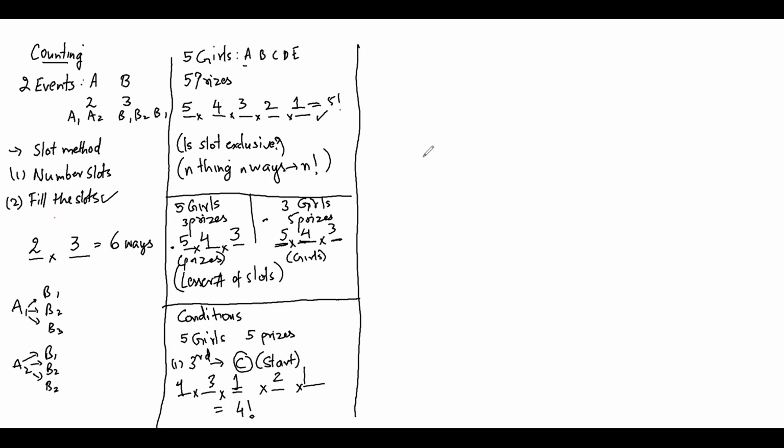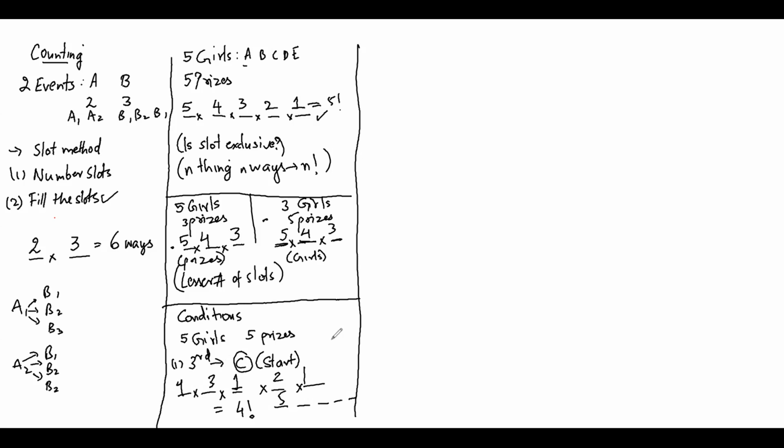So your answer is 4 factorial. Is that fine, guys? Yes. The condition, what was that? Third prize has to be given to girl C. Okay. So that is why there is only 1 way to give the prize. Yes. So you'll always start with the condition. If you wouldn't have started with the condition, then you would have had 5 slots and you would have started with 5 first, right? So that would have given you the wrong answer. That's why you always start with the condition first.